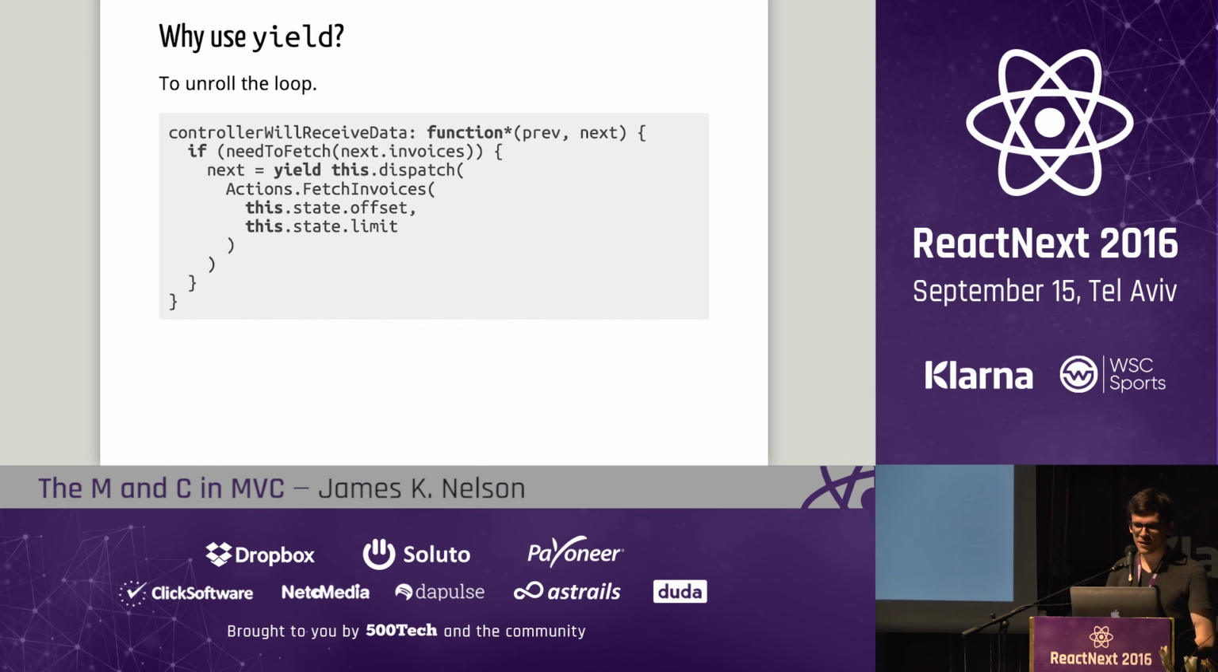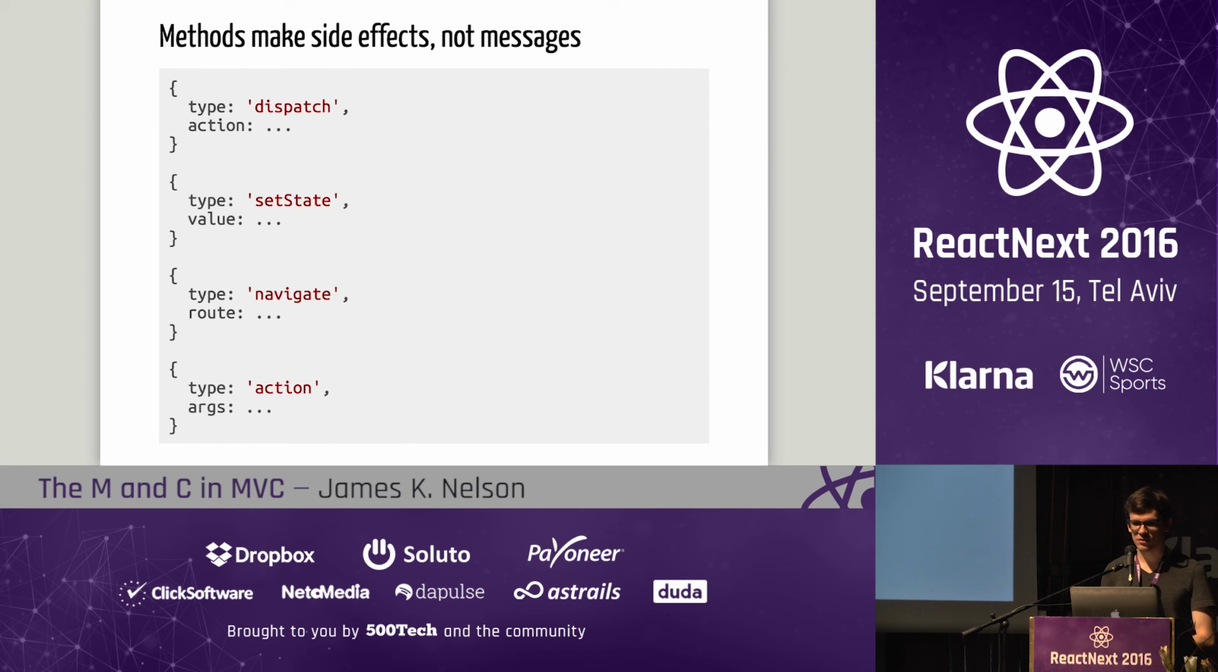And one other thing is, here we've got this.dispatch. That's not actually a dispatch. It doesn't perform an action. What it does is it just returns an object which defines an action. So instead of performing the side effect itself, it creates a message and tells the code managing the controllers to perform it instead. So we have 4 different types of messages we can pass back.